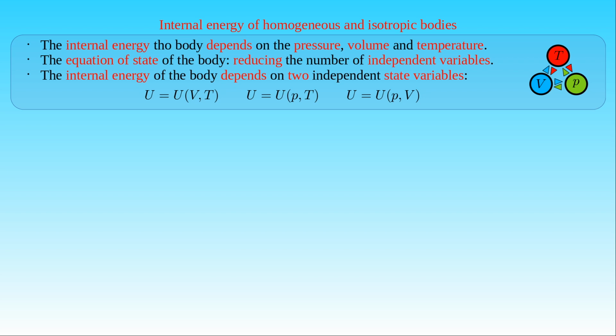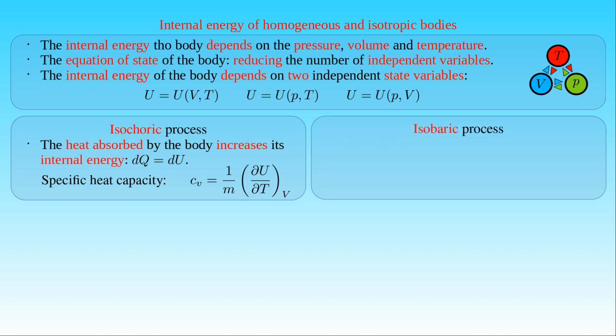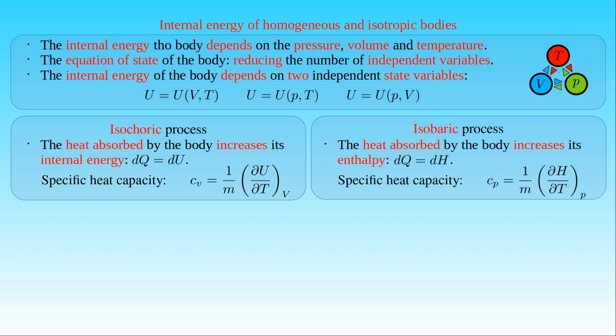For an isochoric process, where the heat absorbed by the body increases its internal energy, that is dQ is equal to dU, we could write the specific heat capacity Cv of the substance as the mass m of the body times the derivative of the internal energy U of the body with respect to its absolute temperature T for a constant volume. Similarly, for an isobaric process, where the heat absorbed by the body increases its enthalpy, that is dQ is equal to dH, we could write the specific heat capacity Cp of the substance as the mass m of the body times the derivative of the enthalpy H of the body with respect to its absolute temperature T for a constant pressure.